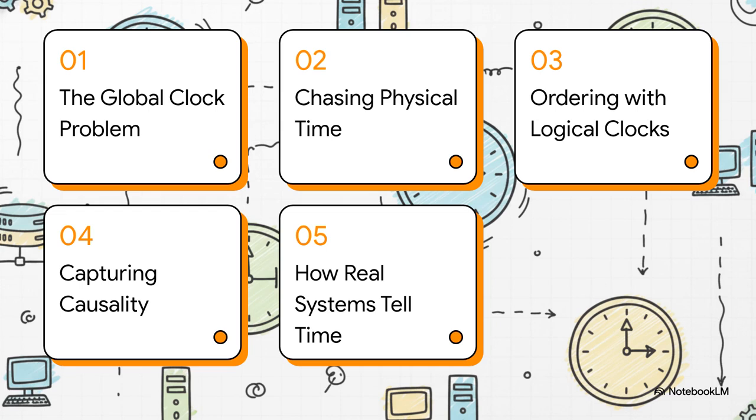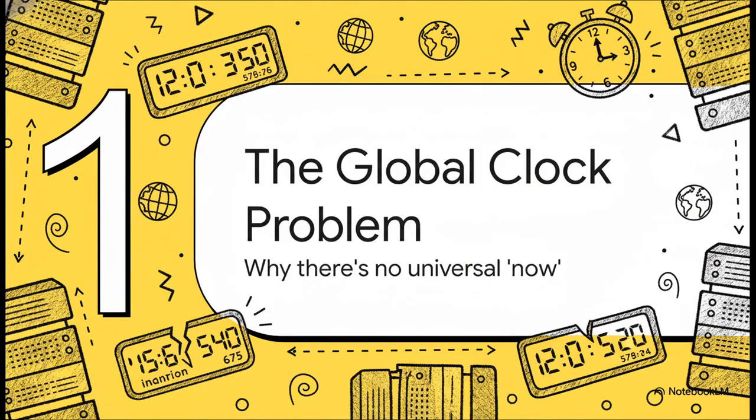So, to really get our heads around this, we're going to walk through 5 big ideas. We're going to start with why there's no universal now in the first place. Then we'll look at how we've tried to just force all the clocks to agree. After that, we get to the really clever part, a huge shift in thinking, where we focus on order, not time. We'll then see how to make that idea even more precise. And finally, we'll bring it all home and look at how the real-world systems we use every day actually manage to tell time.